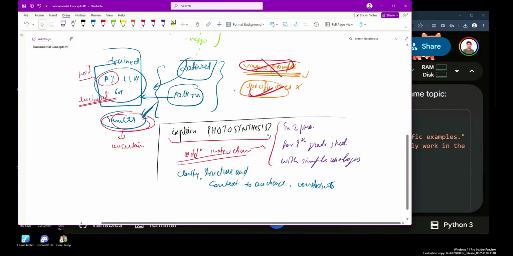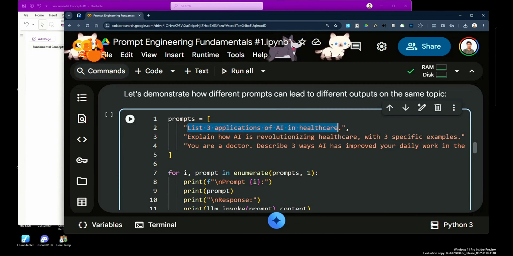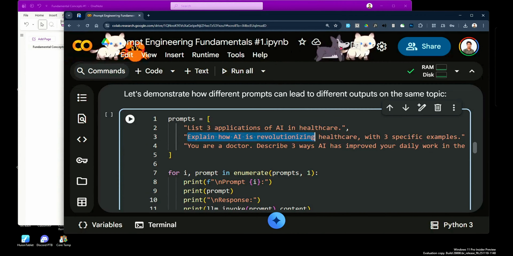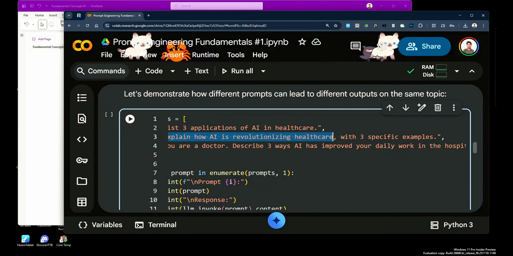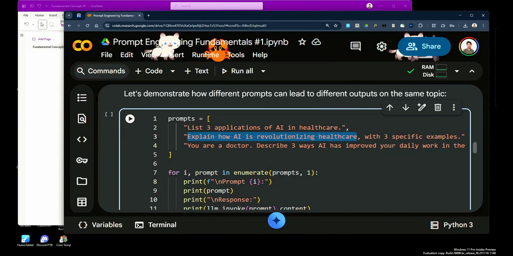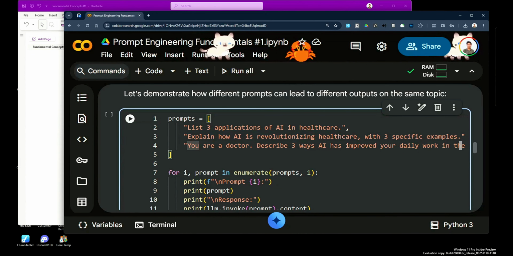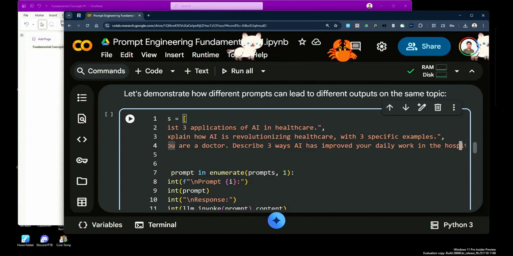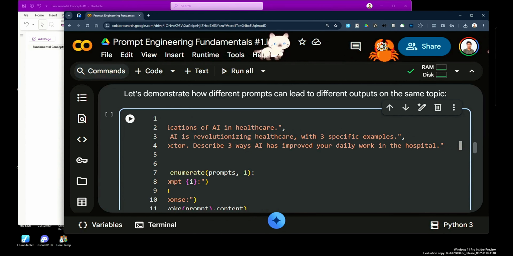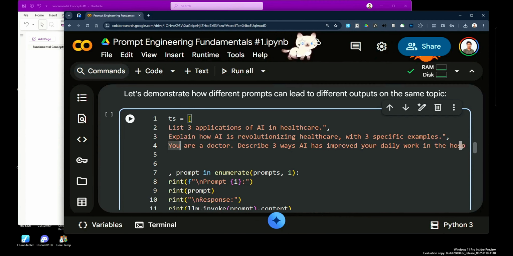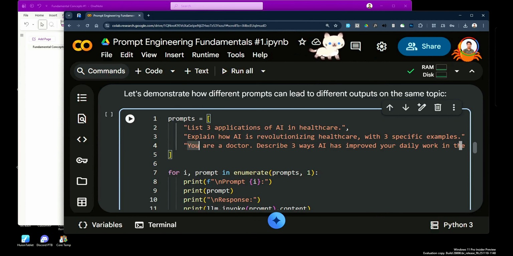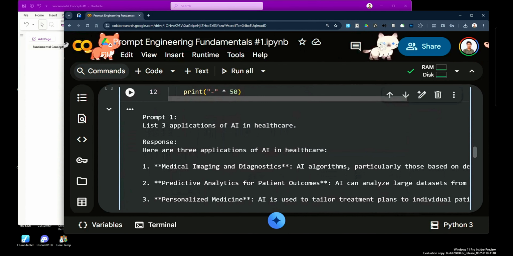Now I have three prompts here. List three applications in healthcare of AI. Explain how AI is revolutionizing healthcare with three specific examples. And at last, the most precise: You are a doctor. Describe three ways AI has improved your daily work in the hospital. Same thing to ask, but in three different ways. And here is the difference.